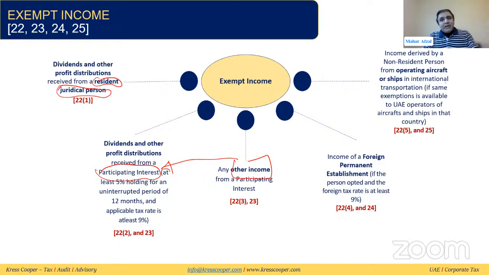And fifth is income derived by a non-resident person from operating aircraft and ships in international transportation, if the same exemption is available to UAE operators of aircraft and ships in that territory, in that jurisdiction, or in that country. So these are the 5 categories of exempt income.